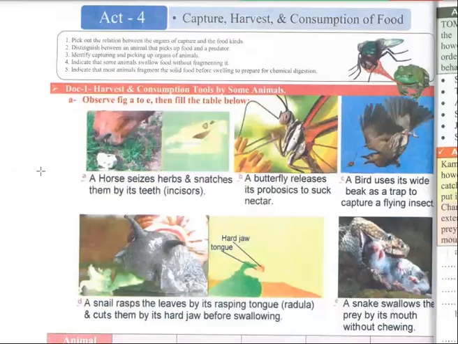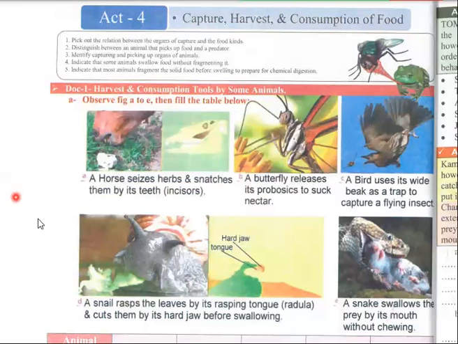So we are still talking about what animals eat and the ways they get their food. If you look carefully at the figures in front of you, you will see how different animals feed on different things. We call this an animal's food diet.